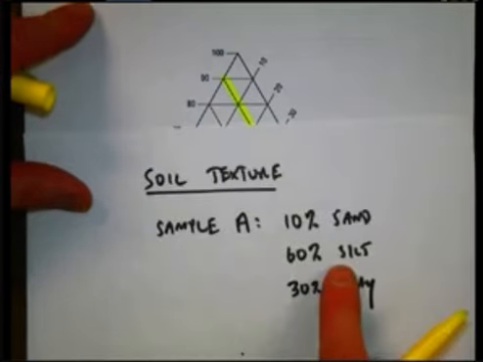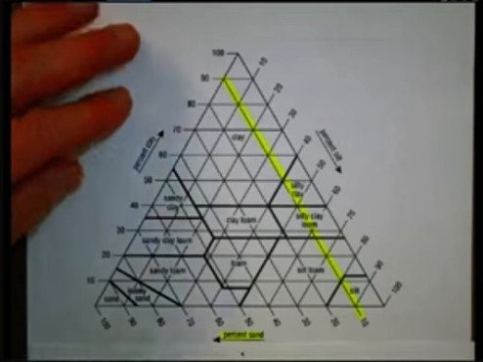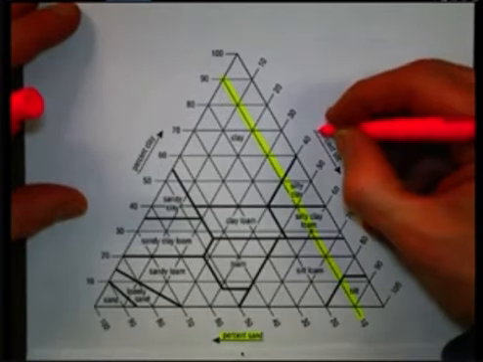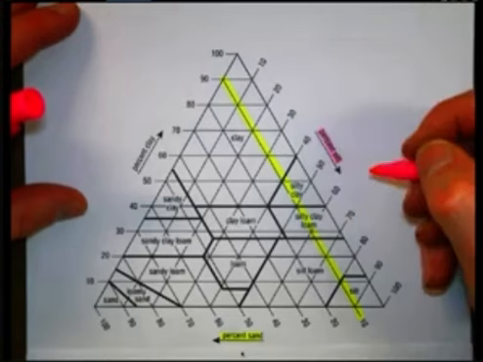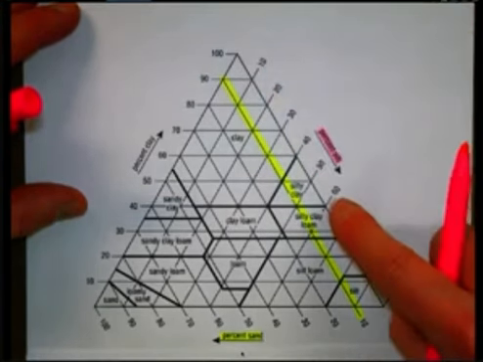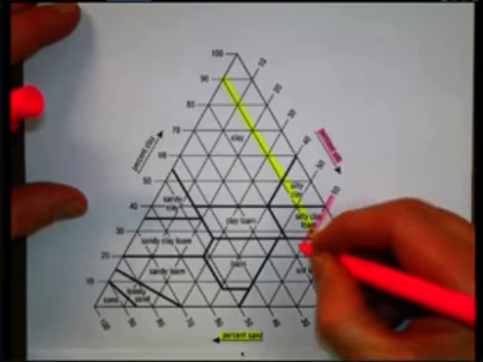Second particle size is 60% silt. Do a different color. Percent silt is on the right-hand side. I'll highlight that there. We want 60% silt. It increases from top to bottom. So there's the 60% line right there. I'll highlight that one for you.